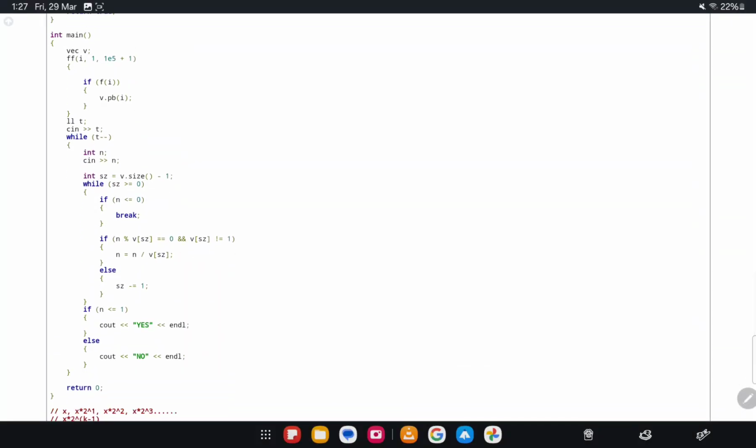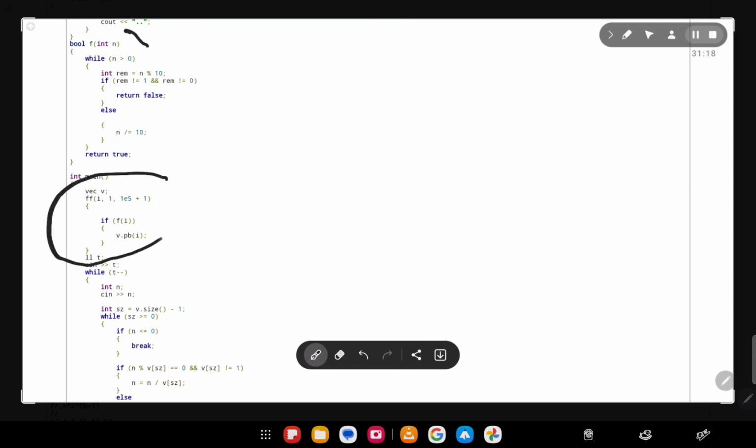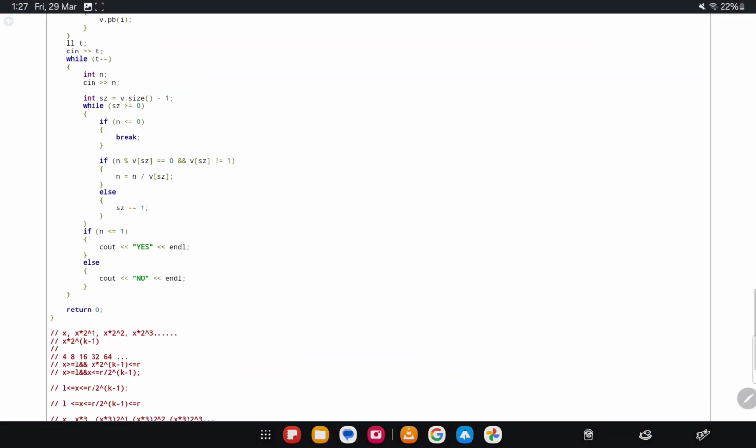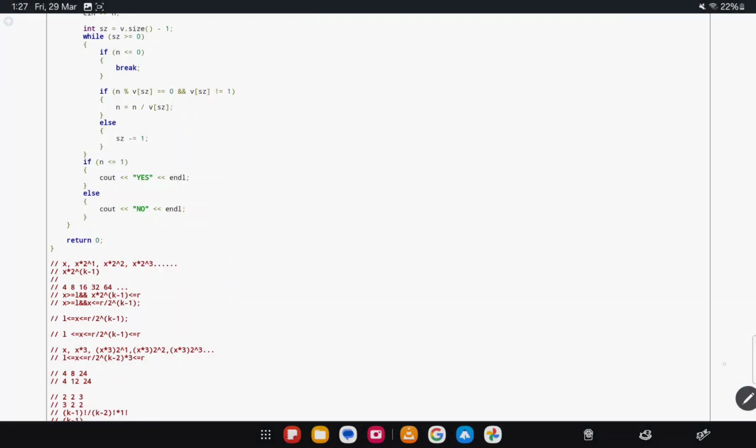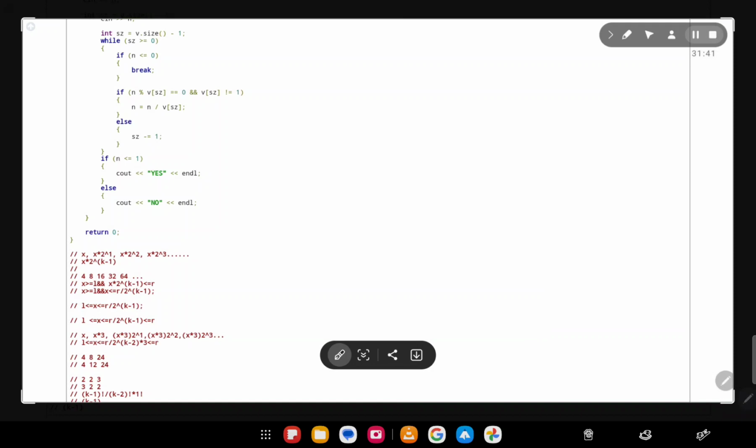Next, if you will see, this was my pre-computed thing, like what I was telling. Then I got my vector. Basically the vector is the collection of those numbers from 1 to 1e5 which consist of 0 and 1. So I have got this vector.